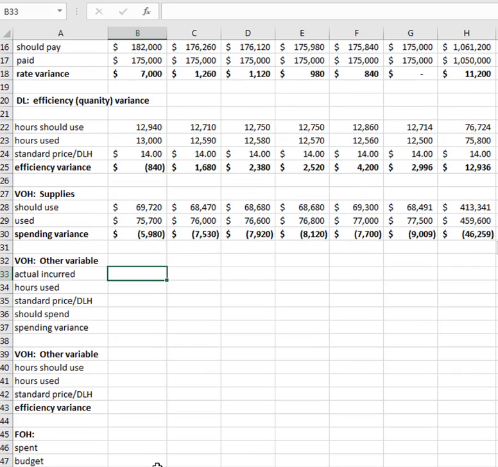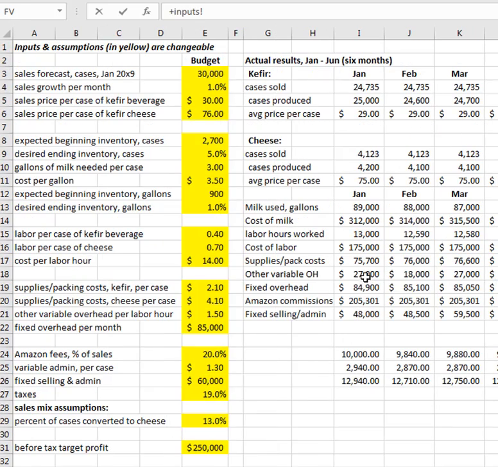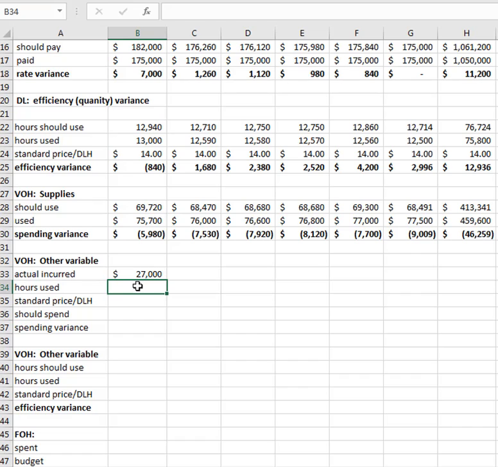All right, let's try the overhead variances. So actual incurred, and then the hours used, and then there's a different rate for the hours for other overhead. Let's anchor that down. Now, how much should we have used would be the hours times that rate. So now we're comparing the 27 to the 19.5. So we should have spent this, and we did spend that.